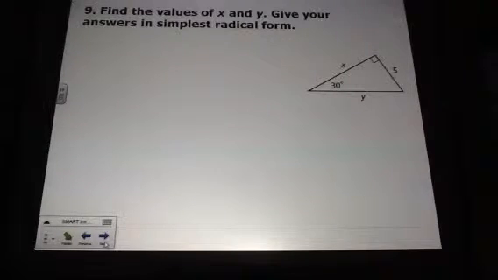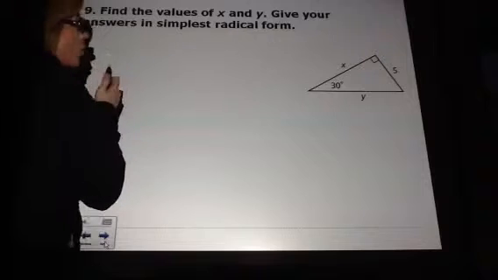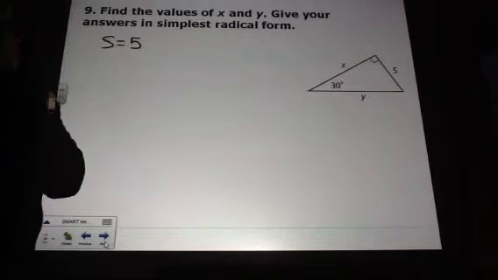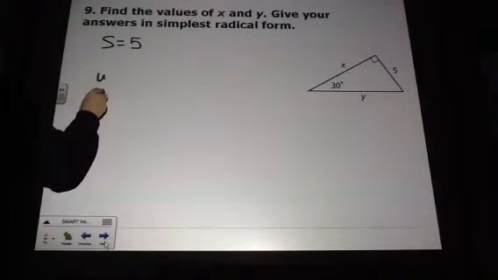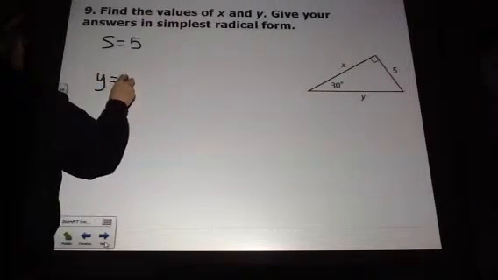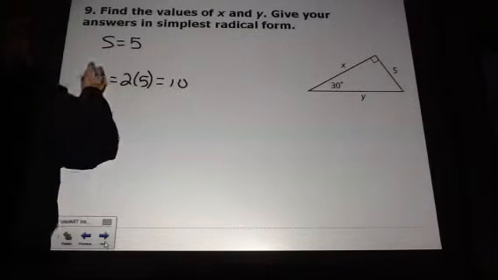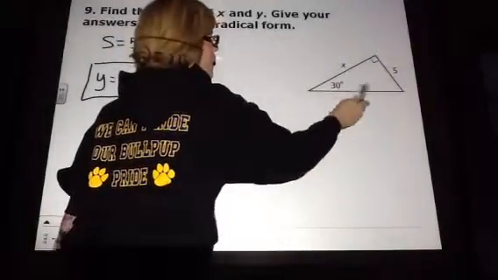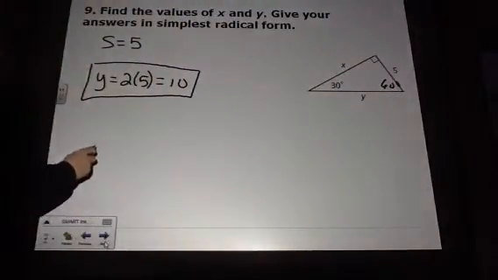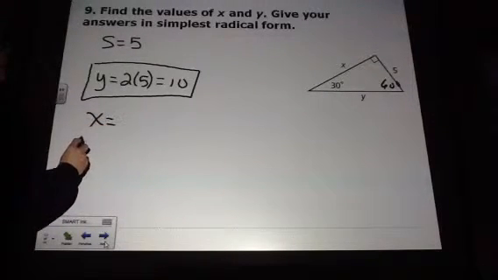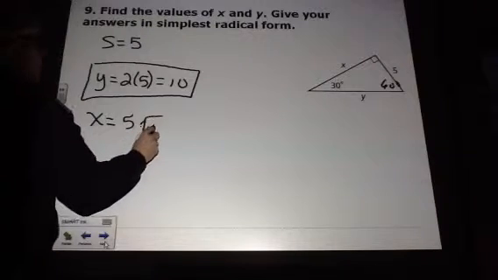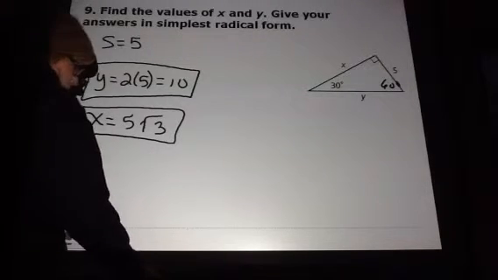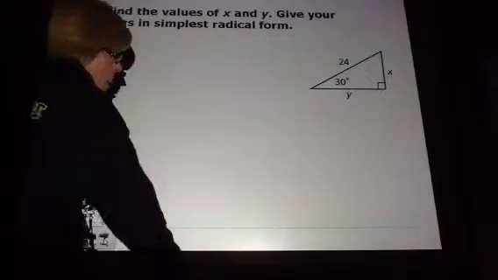Okay, same thing, finding x and y. So, let's see, we've got our shorter side. So, our shorter side, s equals 5. So, for the hypotenuse, which is y, it's where we double it. So, it's 2 times s, which is 10. And then for our longer side, if this is 90 and this is 30, this here is 60 degrees. Our longer side, which is x, is where we take the shorter side, which is 5, and times it by the square root of 3. And I'm going to be quiet and let y'all do this one on your own.